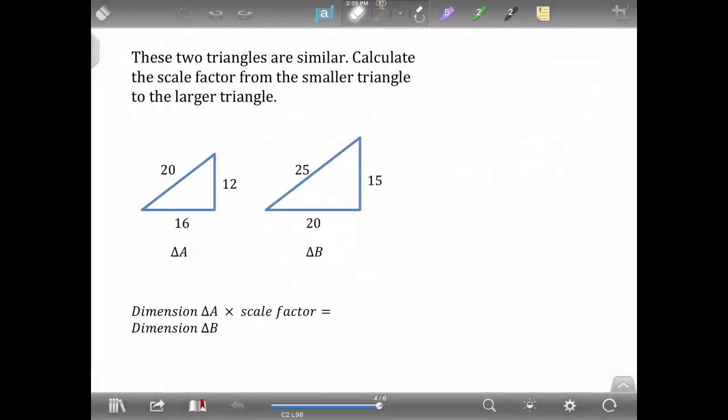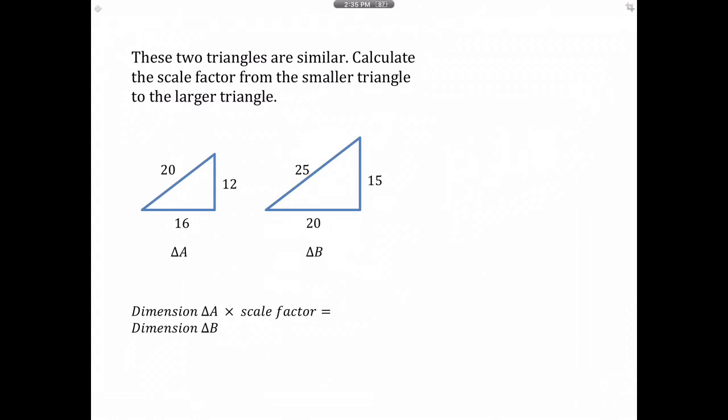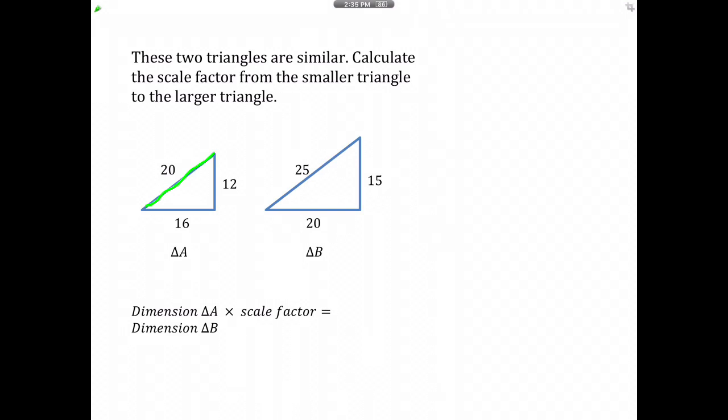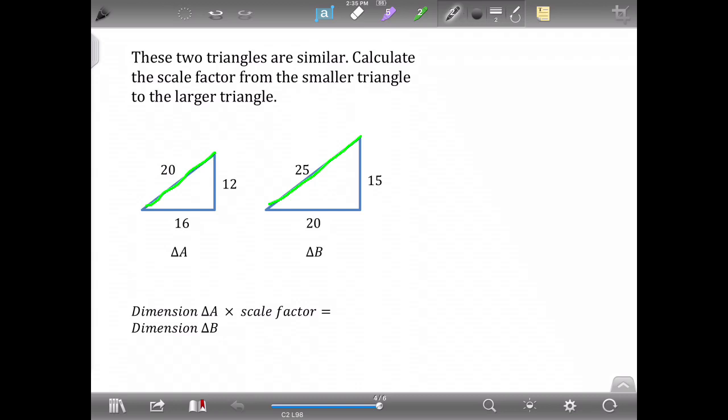Okay, we're going to continue on with this, and now we're going to talk about how to actually figure out what the scale factor of the objects is. Right here we have 2 similar triangles, and we want to see what their scale factor is. First of all, we need to select corresponding sides to figure out the scale factor. So this one corresponds to this one right here, and we simply divide.